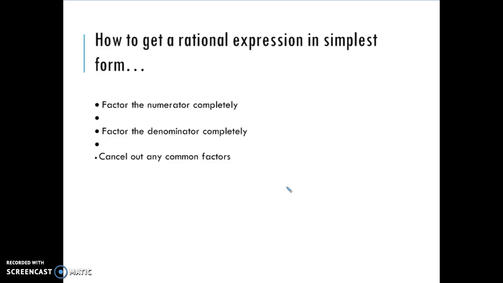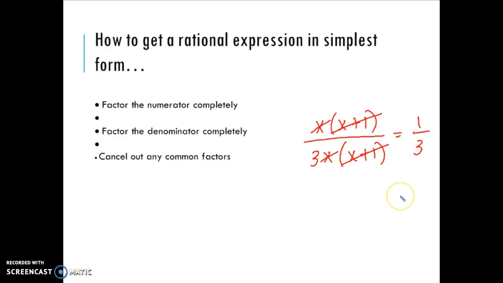To get a rational expression in simplest form, you have to factor the numerator completely using all the different ways we've learned of factoring, then factor the denominator completely, and then cancel out any common factors. For example, if I end up with x times (x plus 1) over 3x times (x plus 1), I have an x on the top and the bottom that cancels, and an x plus 1 on top and bottom that cancels, so this one would just become 1 over 3. So we're trying to factor and look for something that's on the top and on the bottom so that we can cross it out.